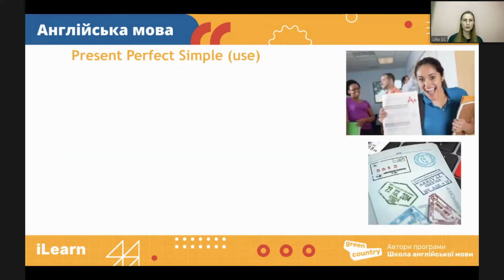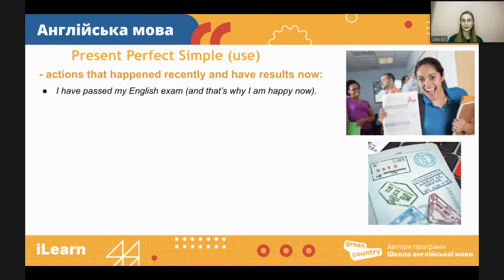So let's check the rules of present perfect simple. Firstly, actions did happen recently and have some results now. Like, I've passed my English exam. Again, we never focus on the exact time when the action happened, but we know that the action that happened in the past has some result right now. So right now I am happy, right now I have my results, right now I can apply to some university I want to enter. Right.